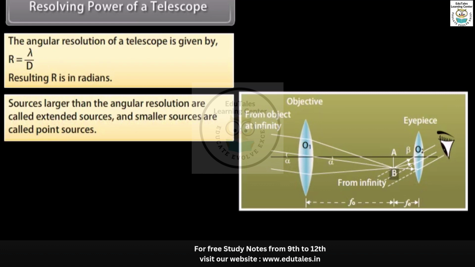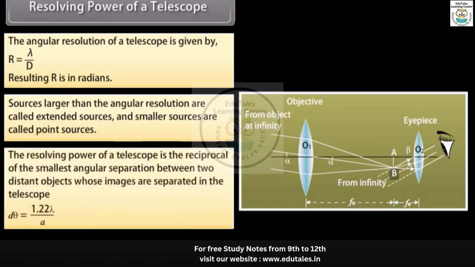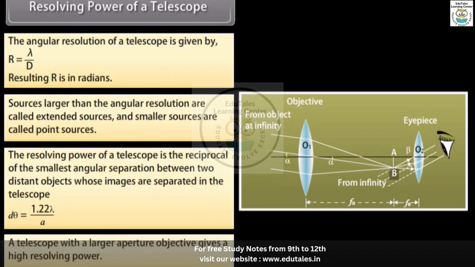Sources larger than the angular resolution are called extended sources and smaller sources are called point sources. The resolving power of a telescope is the reciprocal of the smallest angular separation between two distant objects whose images are separated in the telescope. dθ is equal to 1.22 λ divided by a. A telescope with a larger aperture objective gives a high resolving power.